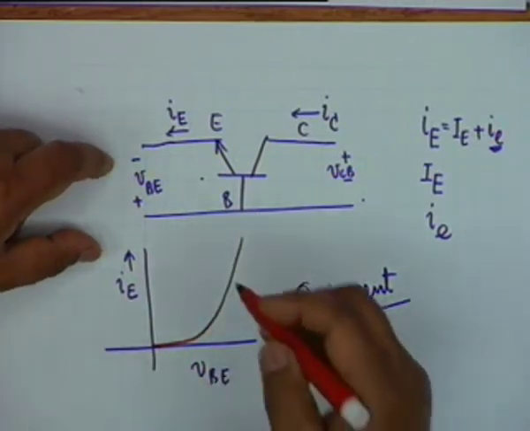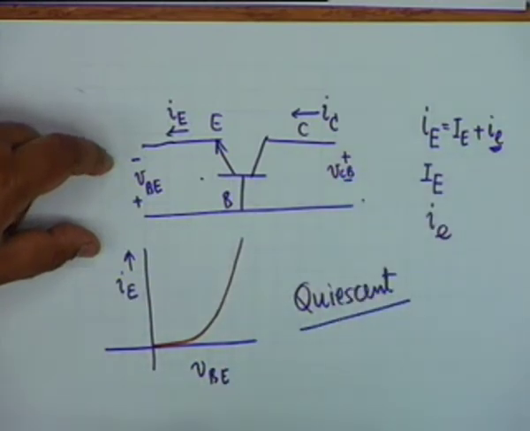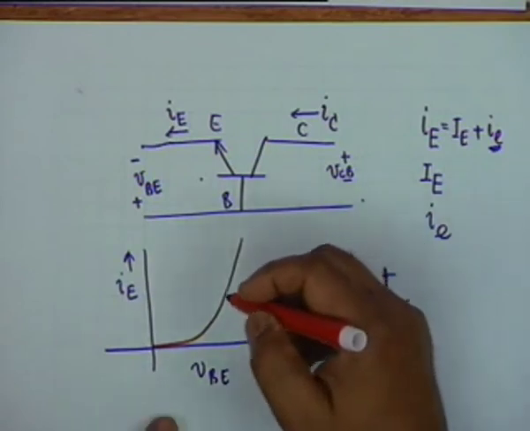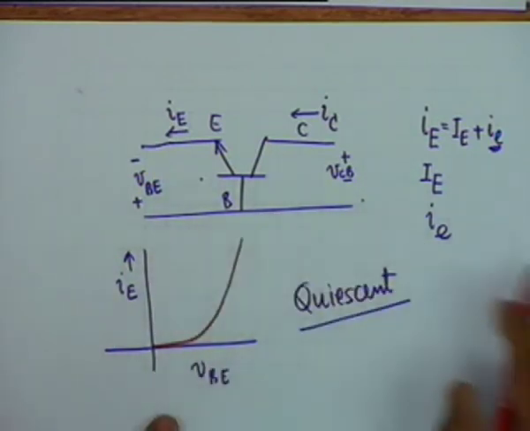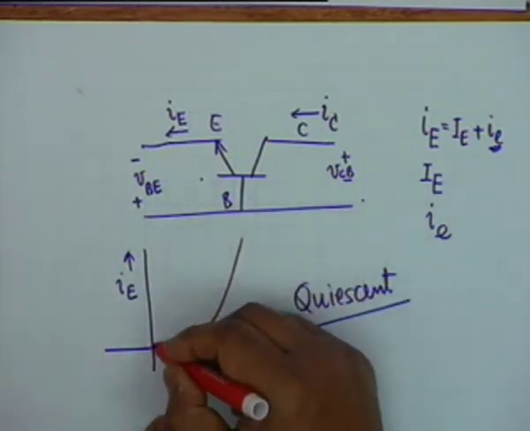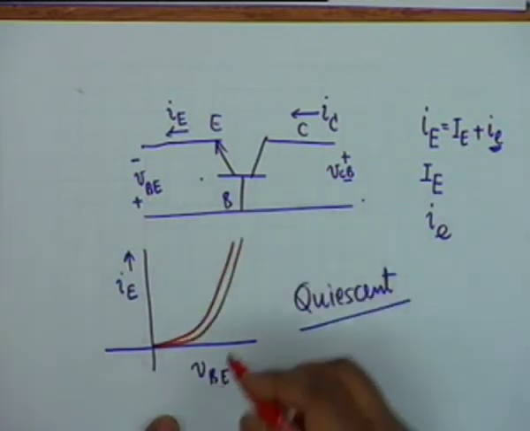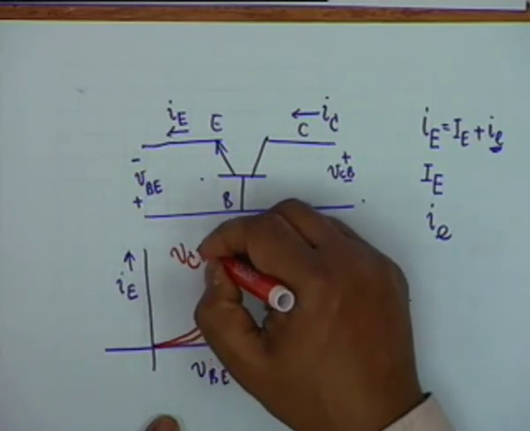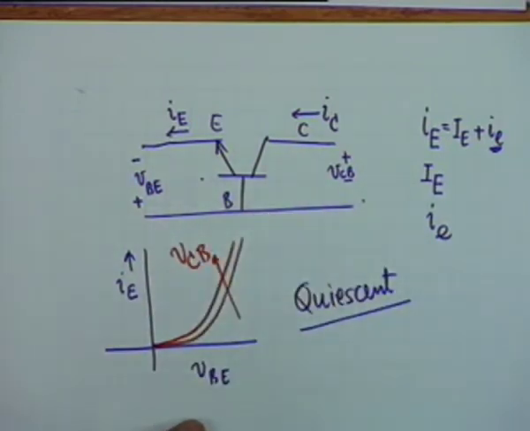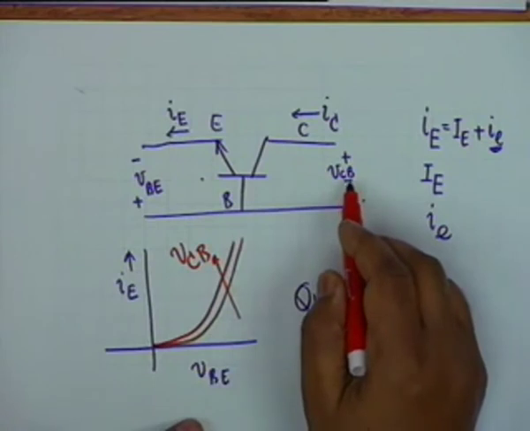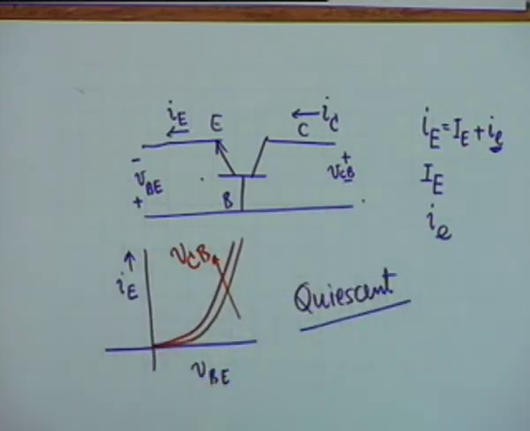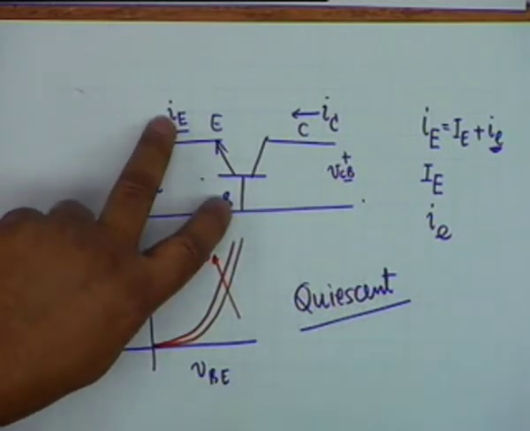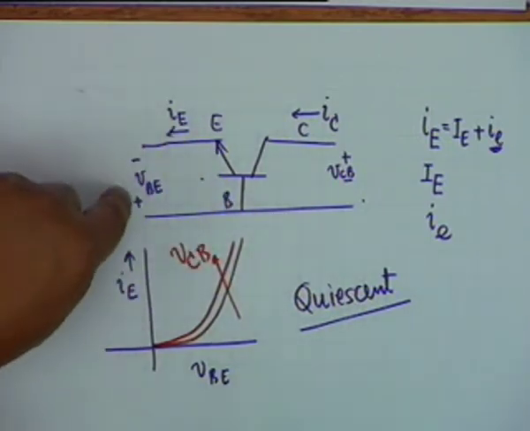Alright. Now V_CB does have an effect. If V_CB increases, well, the diode current increases, but there is a small variation. This is the direction in which V_CB increases. Alright, there is a small effect of V_CB on the input diode characteristic. The input is obviously a diode, I_E versus V_BE.